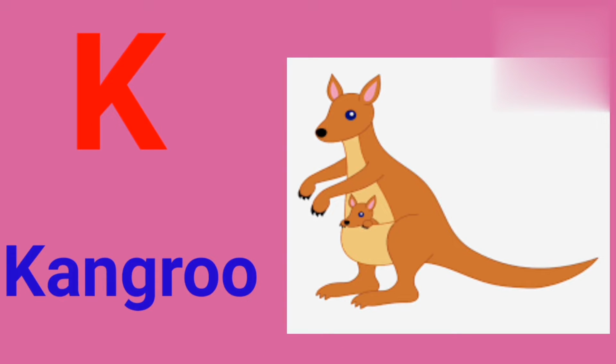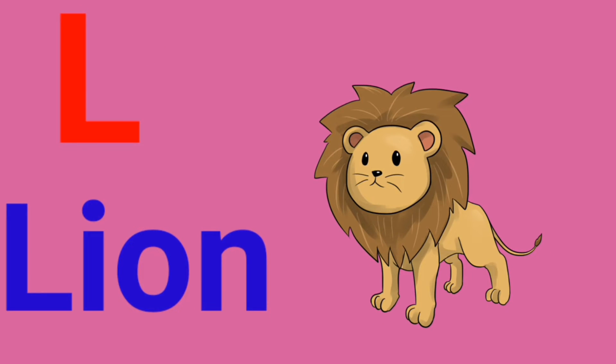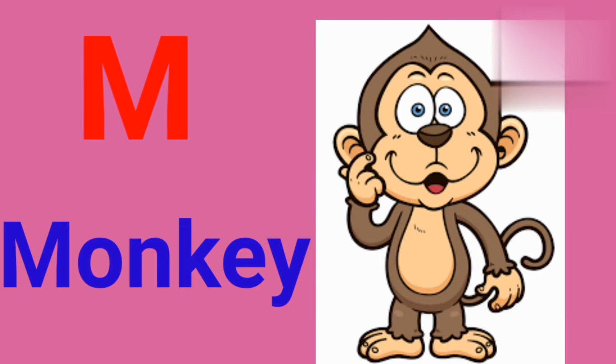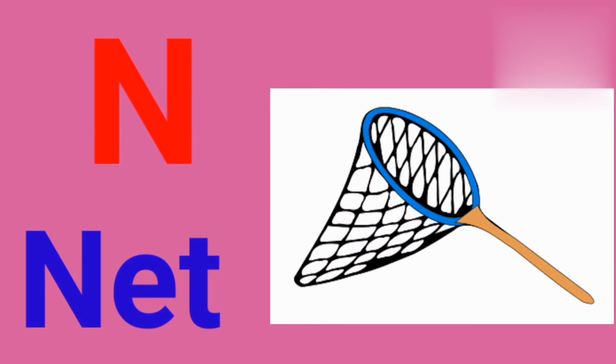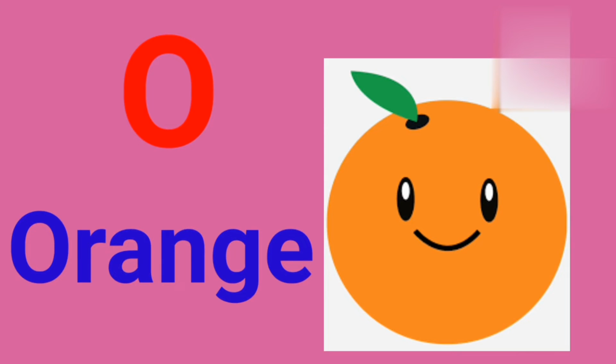K for kangaroo. L for lion. M for monkey. N for net. O for orange.